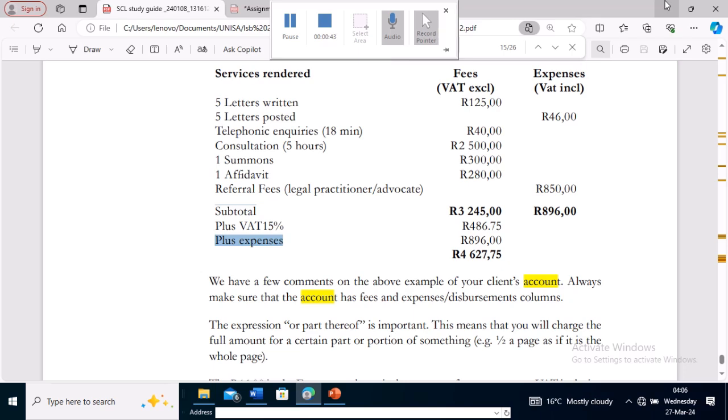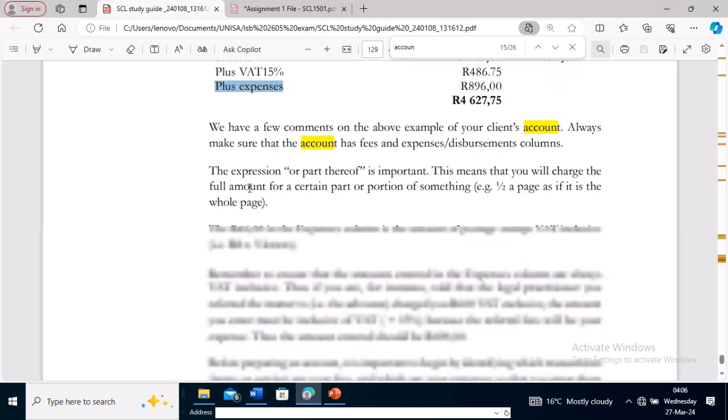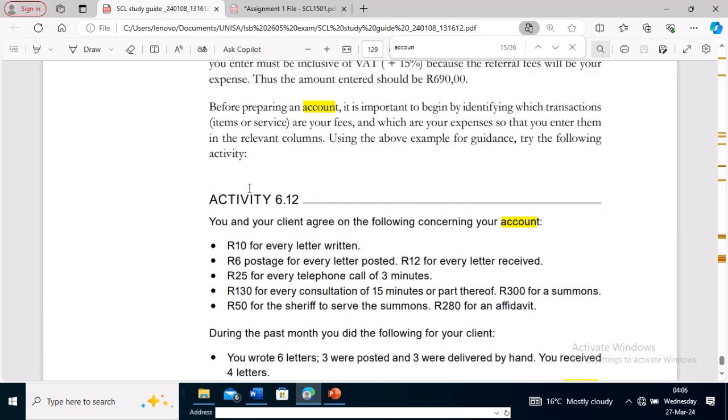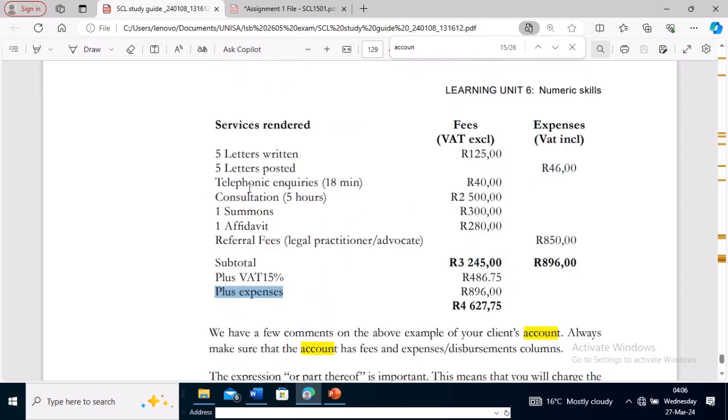Here is a study guide. If you go to page 117 in the guide, you can see this table at the top under unit 6. Let's look at these bold words. We have service rendered. Service rendered simply means the work which was done. So let's check the work which was done.